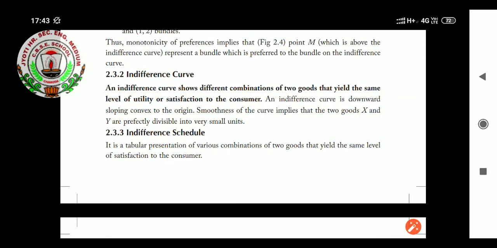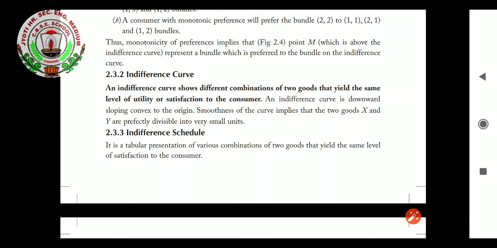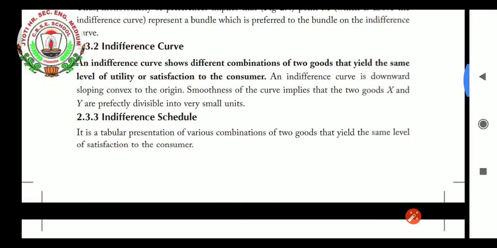An indifference curve shows different combinations of two goods that yield the same level of utility or satisfaction to the consumer. When a consumer purchases two goods, he cannot purchase the same quantity of both, and if the satisfaction level is the same, it is known as an indifference curve. That's why it is called indifference, as the combinations will not be the same.